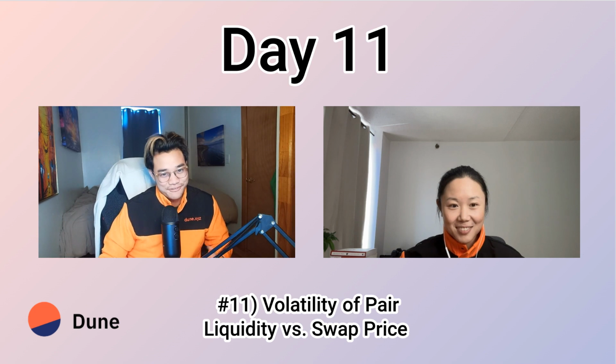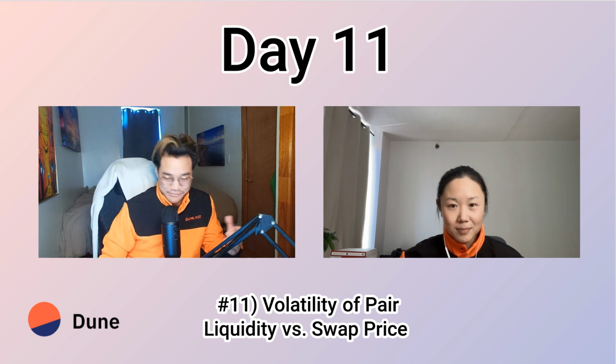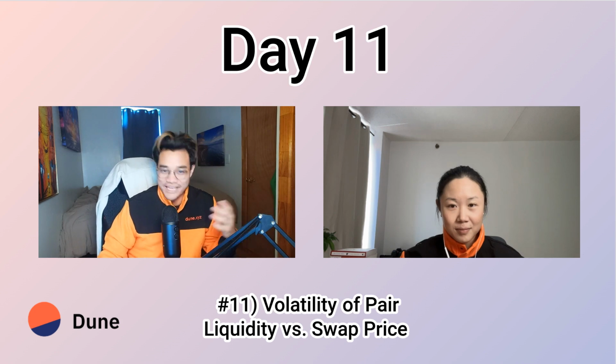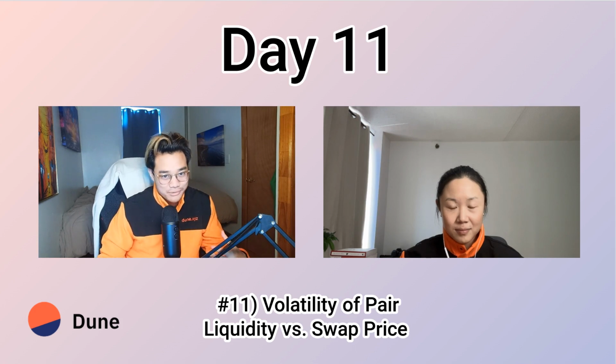Today, we're going to be going further and looking at the volatility of token liquidity reserves and the swap rate, the actual swap rate, and how you can try and relate the two. This should give us a better intuition in terms of how stable a pool is. I'm going to let Jackie walk you through the logic and the query.